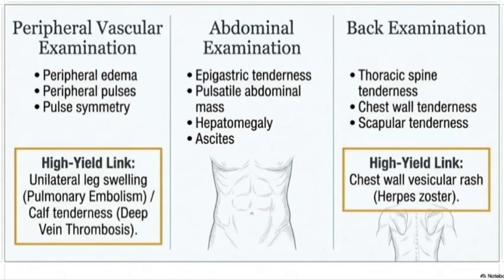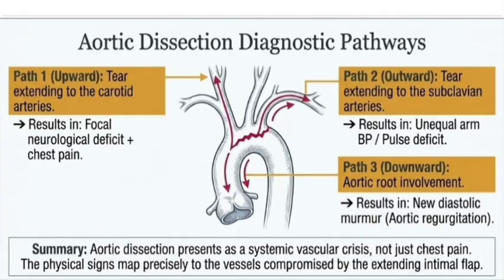Peripheral vascular examination for edema of peripheral limbs and peripheral pulses with pulse symmetry, unilateral leg swelling with pulmonary embolism and calf tenderness and DVT. Abdominal examination for epigastric tenderness, any pulsatile abdominal mass, hepatomegaly and ascites, and back examination for thoracic spine tenderness, chest wall tenderness and scapular tenderness. A chest wall vesicular rash, herpes zoster, may be causing a burning chest pain and may be severe, not relieving with usual treatment.